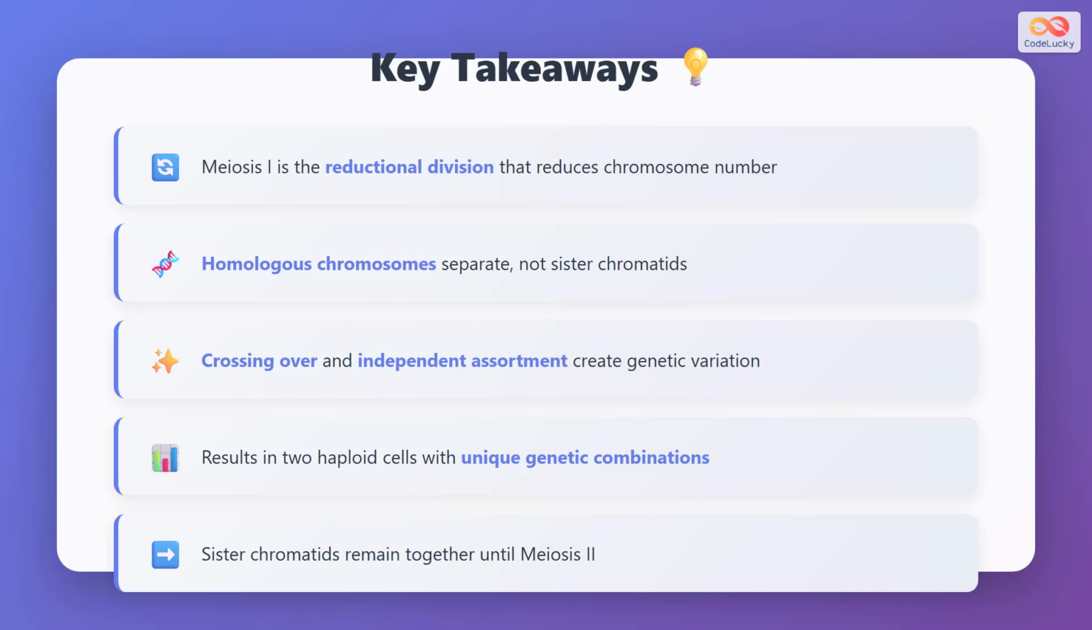Let's review the key takeaways from meiosis I. First, meiosis I is the reductional division that reduces chromosome number from diploid to haploid. Second, homologous chromosomes separate, not sister chromatids. Third, crossing over and independent assortment create genetic variation. Fourth, the process results in 2 haploid cells with unique genetic combinations. Finally, sister chromatids remain together until meiosis II. Understanding these concepts is essential for comprehending how genetic diversity is generated in sexual reproduction.